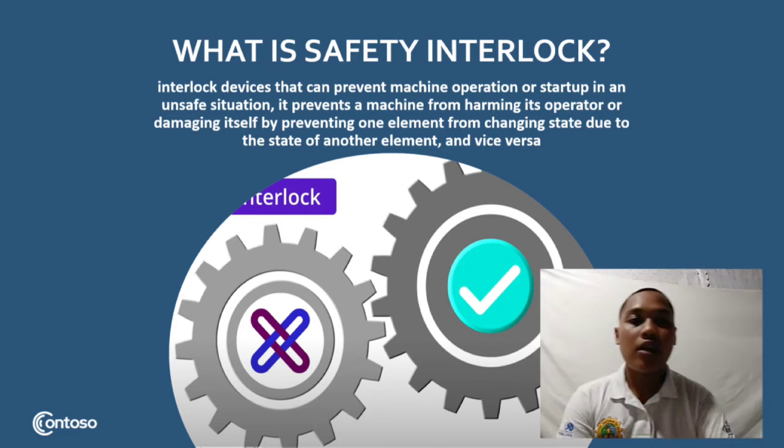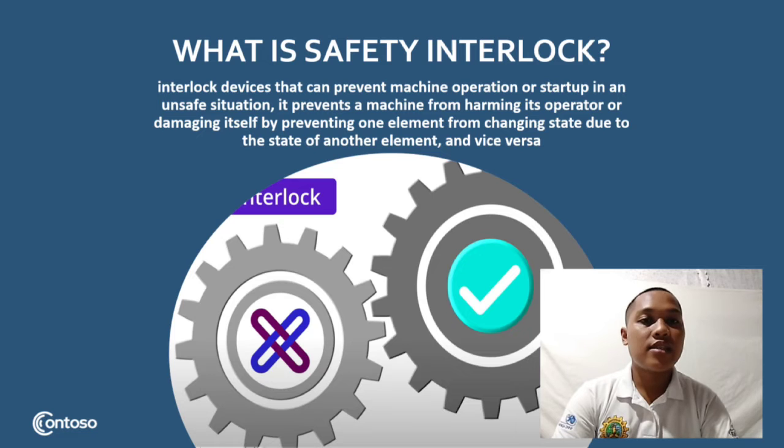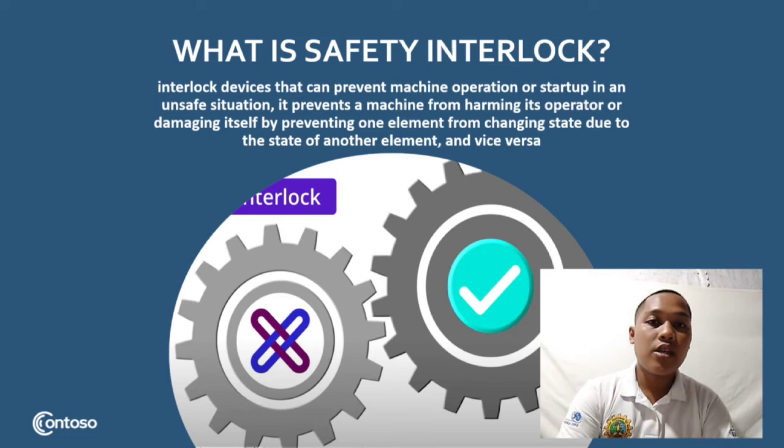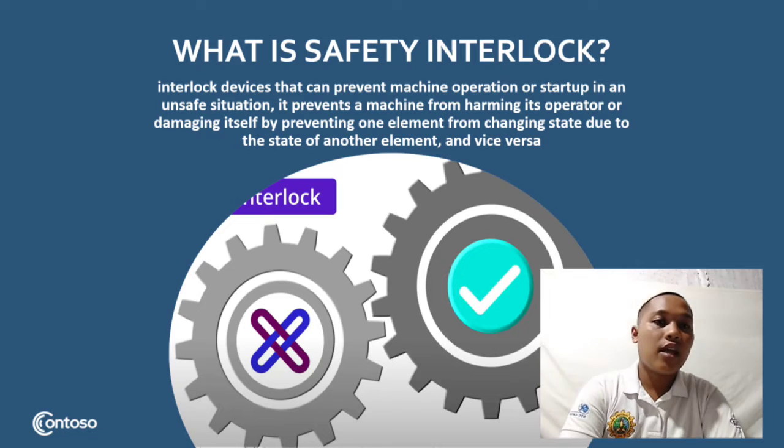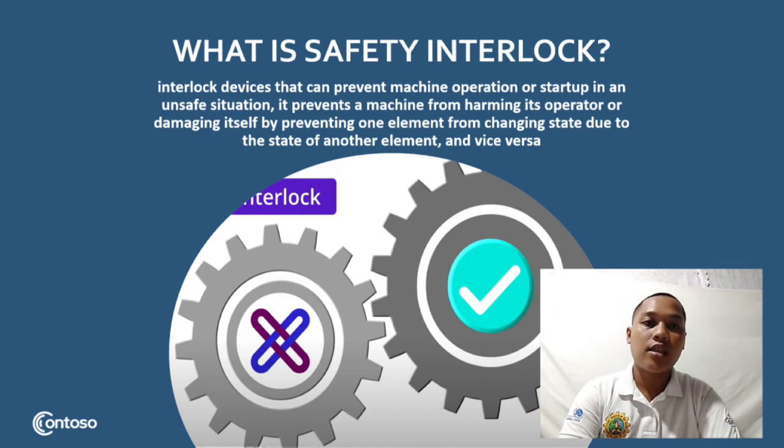What is a safety interlock? It is an interlock device that can prevent machine operation or start-up in an unsafe situation. It prevents a machine from harming its operation or damaging itself by preventing one element from changing state due to the state of another element and vice versa. For example, the element we are preventing from changing state is the speed of the car, due to the state of another element, which in this example is the car.